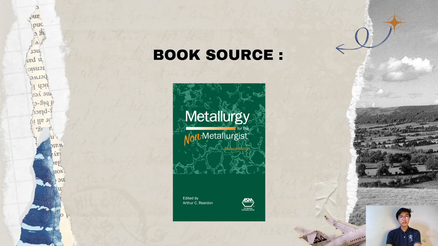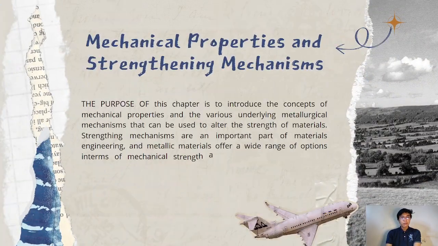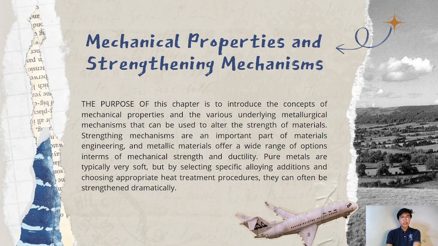My presentation is from the book Metallurgy for the Non-Metallurgist, second edition, edited by Arthur C. Reardon and published by ASM. Mechanical properties and strengthening mechanisms.